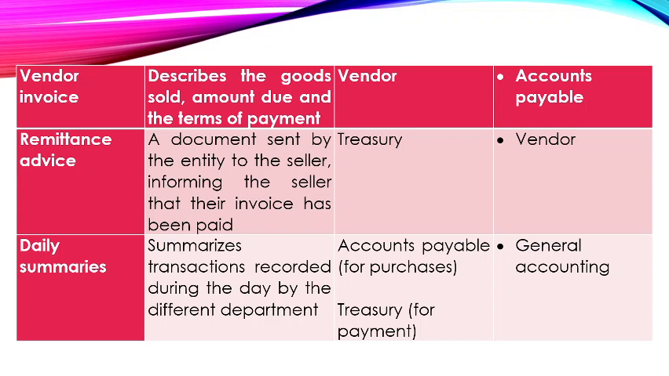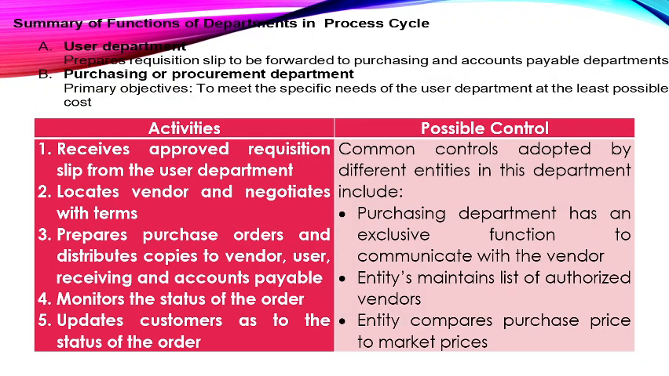Vendor invoice describes the goods sold, the amount due, and the terms of payment. We have the vendors and the accounts payable. The remittance advice is a document sent by the entity to the seller informing the seller that their invoice has been paid. We have the treasury and the vendor. Daily summaries summarize transactions recorded during the day by different departments. We have accounts payable for purchases, treasury for payment, and general accounting as the distribution area.